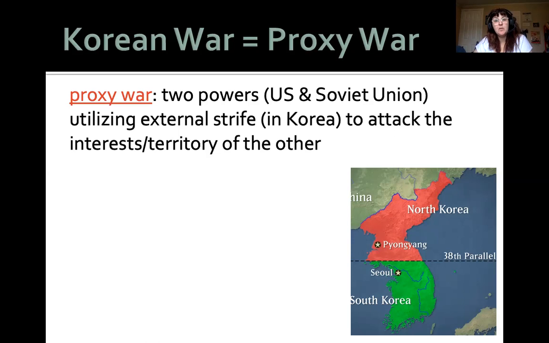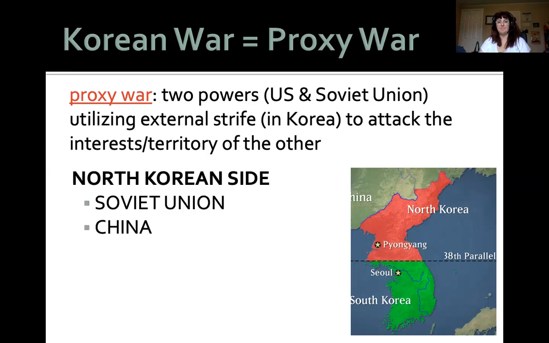So basically the Soviet Union wanted Korea to become communist. The US wants Korea to become capitalist democratic, right? And they're not directly fighting each other. It wasn't like US soldiers were fighting Soviet soldiers, but we were using the soldiers of North and South Korea to basically try and take control of Korea away from each other.